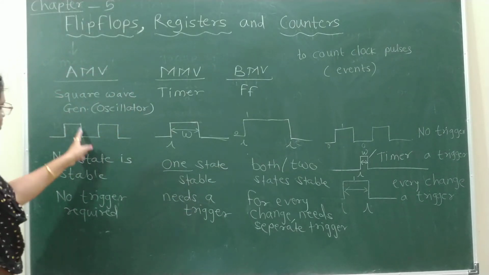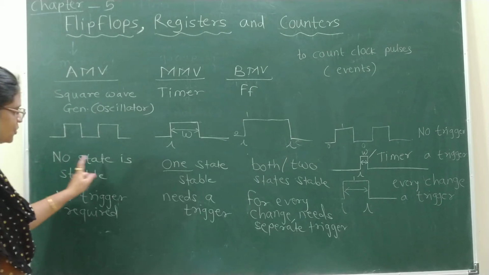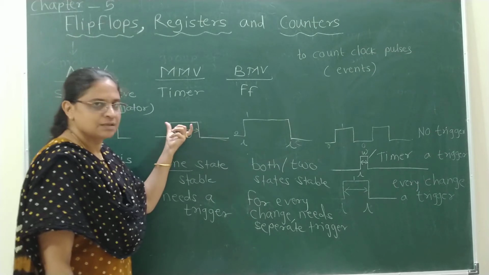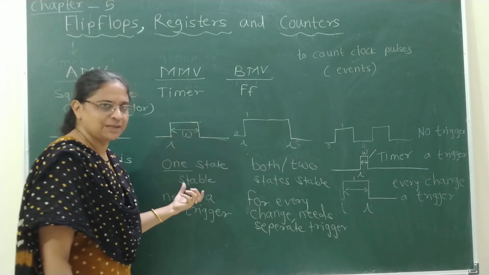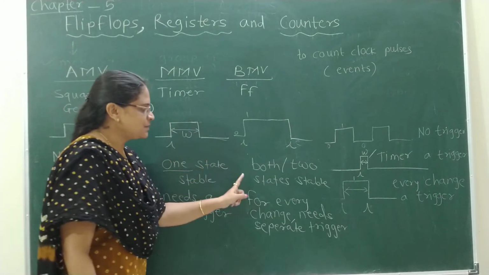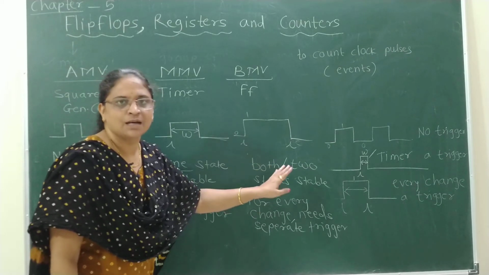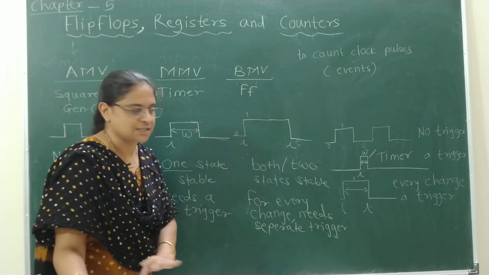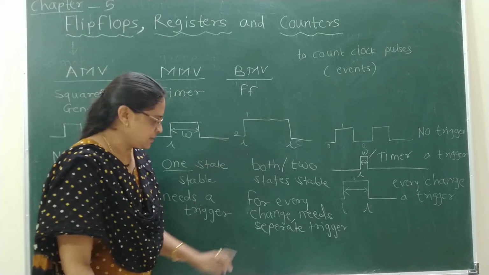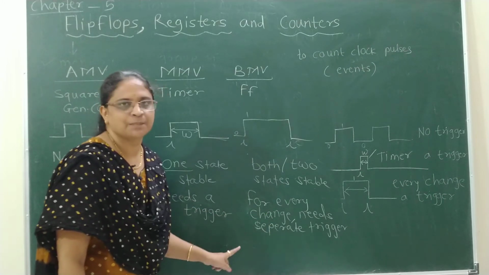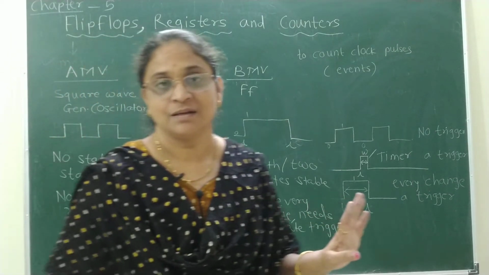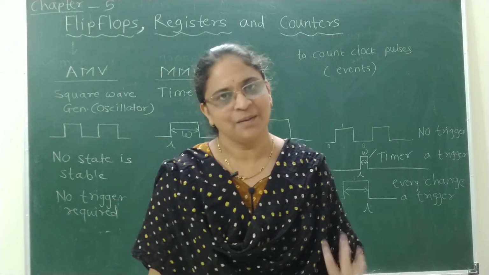Here an astable multivibrator's output pattern always keeps on oscillating, no state is stable. In the monostable, one state is stable, always the low state. For the unstable state, it goes for that particular time setting, but needs an external trigger. For astable, no trigger is required. For a bistable multivibrator, both states are stable, either low state or high state. So once it gets triggered, then only it changes to the other state. So for every change, it needs a separate trigger. So that was the comparison of multivibrators, astable, monostable and bistable.